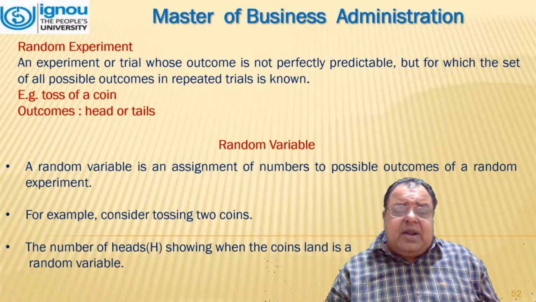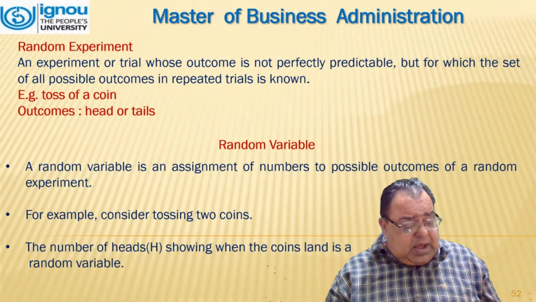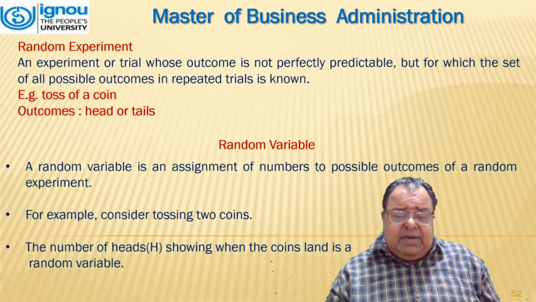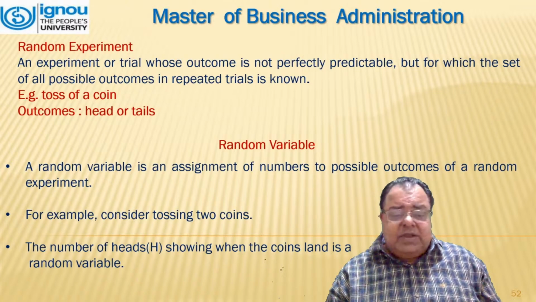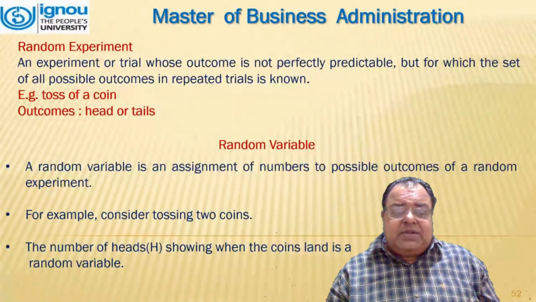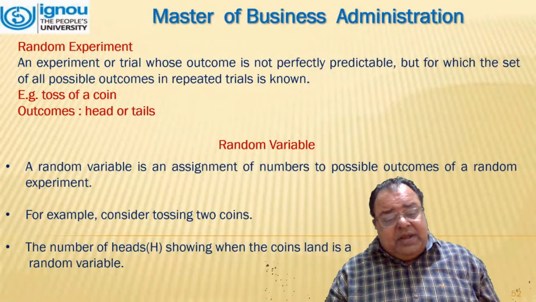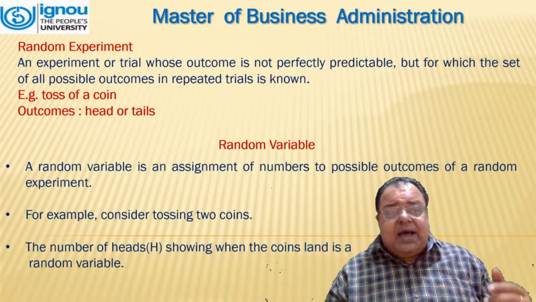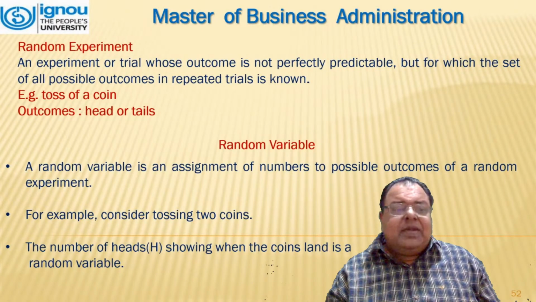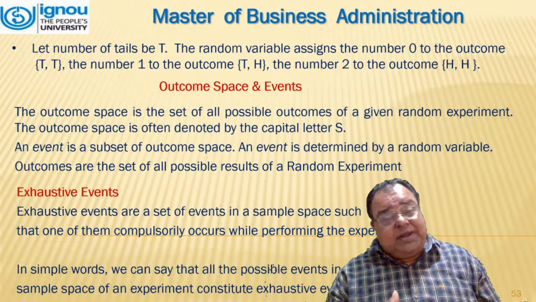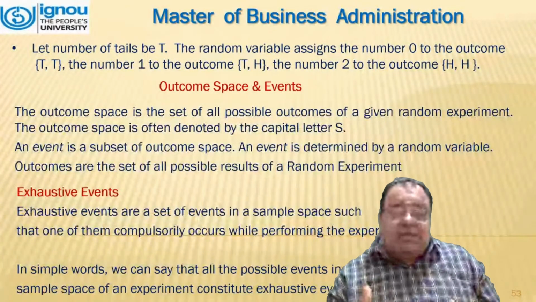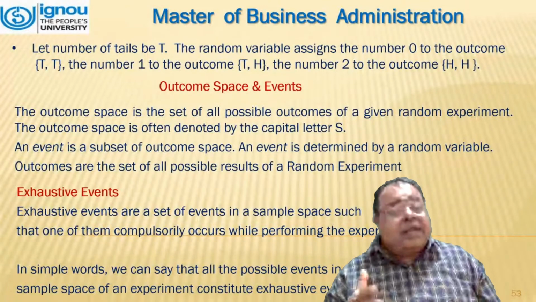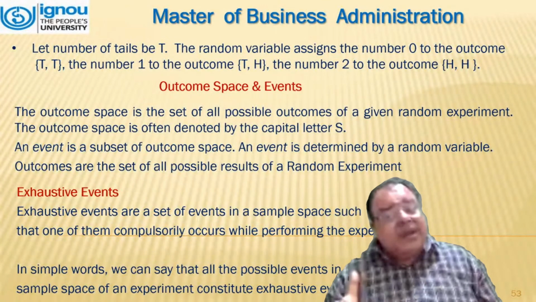Then comes your random variable. A random variable is an assignment of numbers to the possible outcomes of a random experiment. For example, consider tossing 2 coins. The number of heads showing when the coins land is a random variable. Let the number of heads be h. The random variable assigns the value of 0 to the outcome TT, the number 1 to the outcomes TH and HT, and the number 2 to the outcome HH.